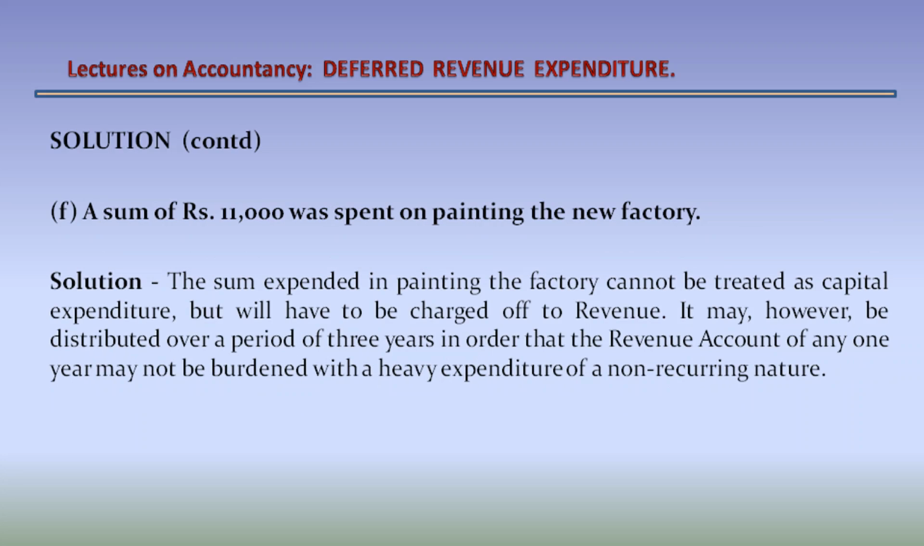F. A sum of 11,000 was spent on painting the new factory. The sum expended in painting the factory cannot be treated as capital expenditure but will have to be charged to revenue. It may, however, be distributed over a period of 3 years in order that the revenue account of any one year may not be burdened with a heavy expenditure of a non-recurring nature.